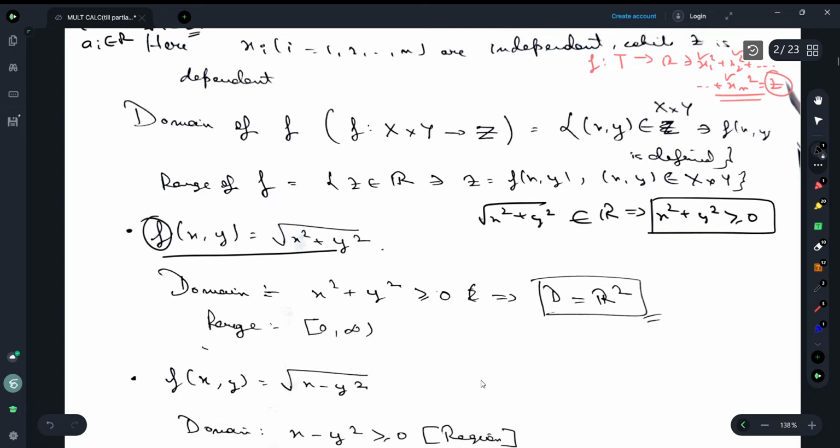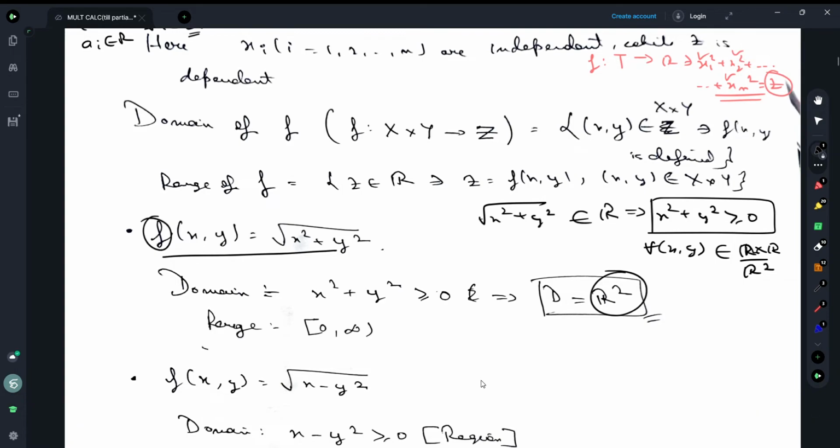And now we know x square plus y square is greater than or equal to 0 for all (x, y) belonging to R cross R, that is basically R square. So we can say that the domain of the function is simply R square, as simple as that. What is the range of the function? Since x square plus y square is always non-negative, its root is also always non-negative. So the range of the function is from 0 to infinity.